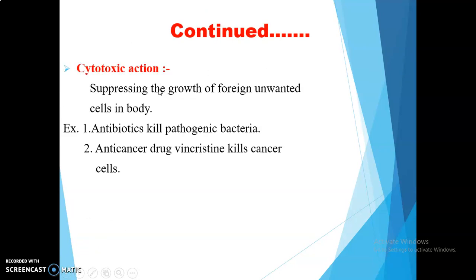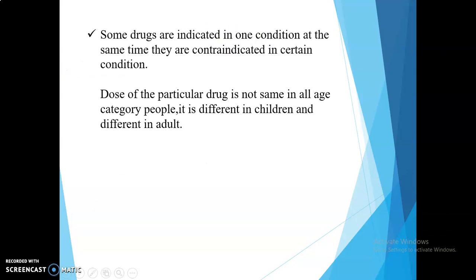Cytotoxic action is another principle which suppresses the growth of foreign unwanted cells in the body. Some drugs show toxicity towards the foreign unwanted cells in the body. For example, antibiotics used in the treatment of an infectious disease kill the pathogenic bacteria. And another example is an anti-cancer drug like vincristine, which kills the cancerous cells.